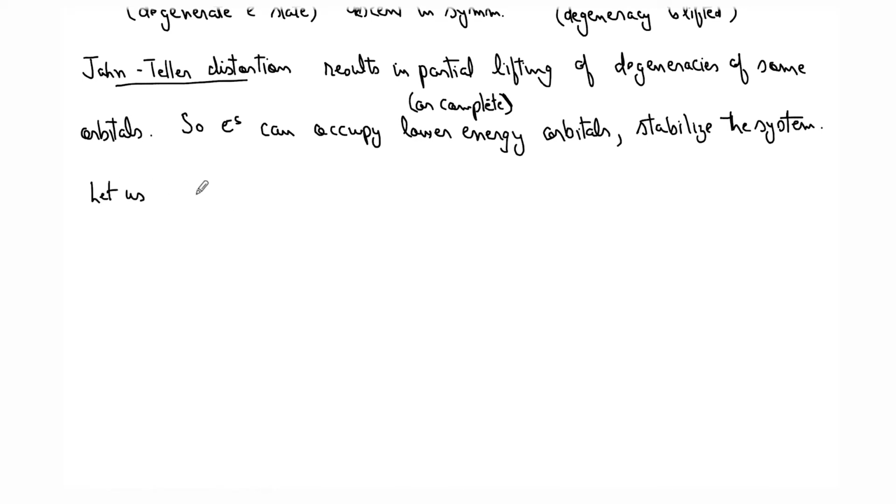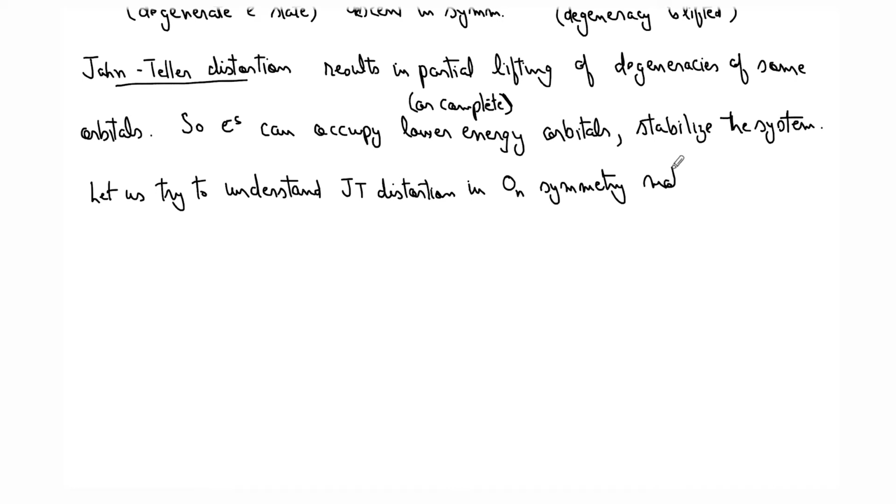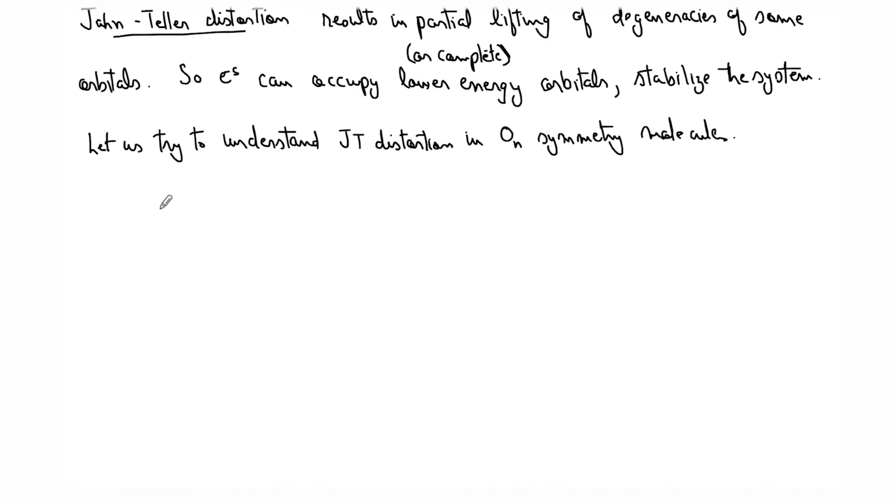So now let us try to understand this Jahn-Teller distortion in Oh systems, symmetry molecules. Alright. So Jahn-Teller distortion occurs only in those cases where there is degeneracy in the electronic state.